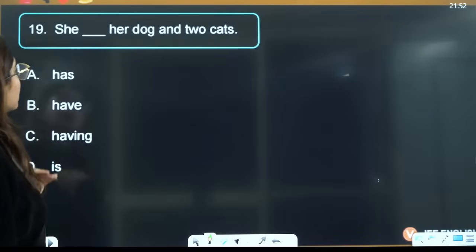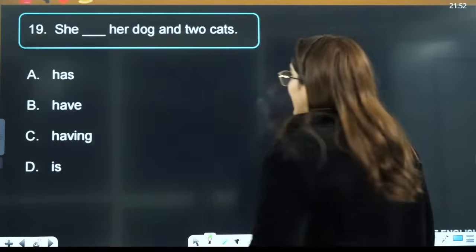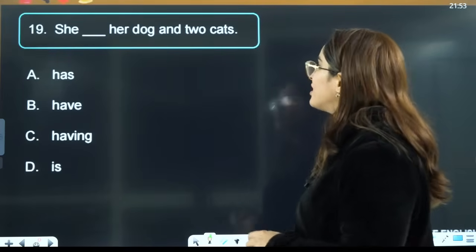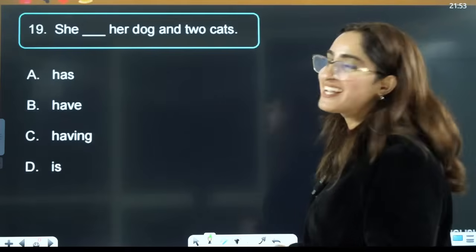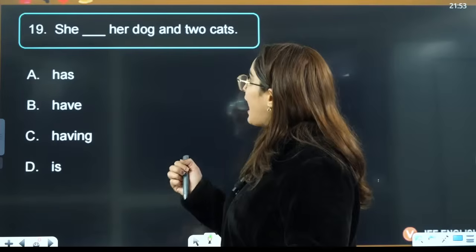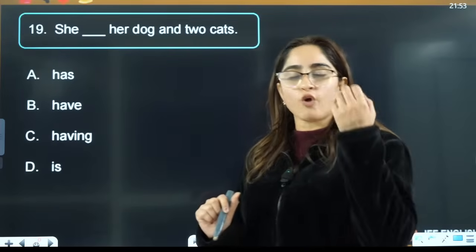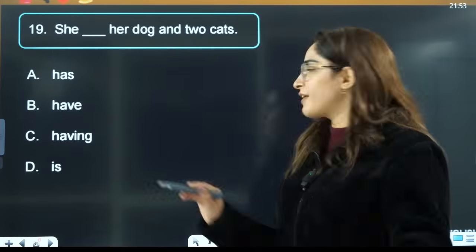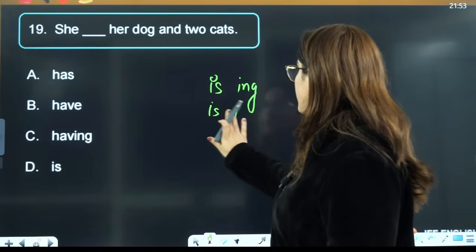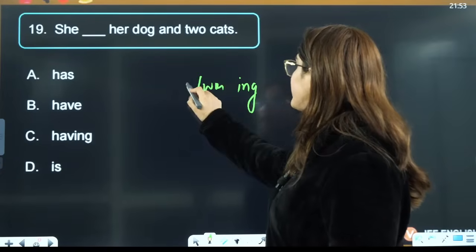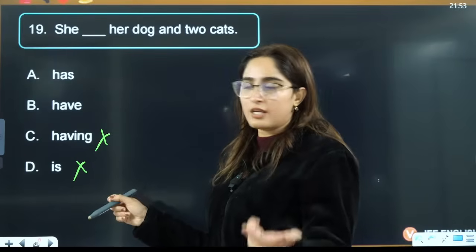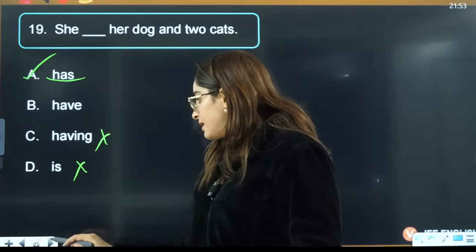Okay, then: she dash her dog and 2 cats. She has her dog and 2 cats. She have her, she having, she is her dog? No, right? Whenever you are talking about ing, it is always is having, is going, so is or was should be there. So that is not possible. That is also not possible. She is a singular thing, so it will be has, right?